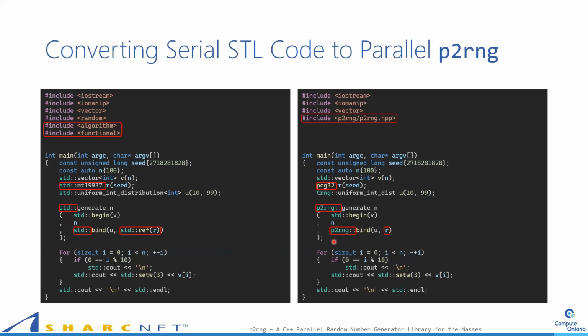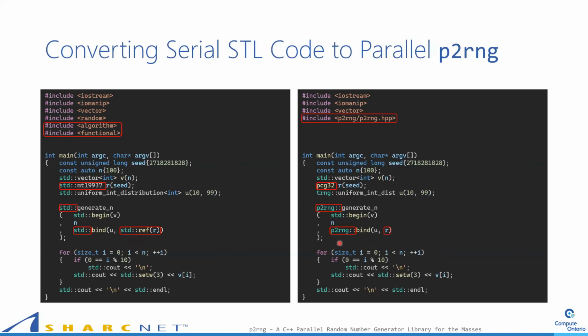There are 2 things that should be noted here. p2rng only supports the bind method and not any other ways like lambdas or functors that we showed. So you can't use lambdas here. You should stick to the p2rng bind method. And p2rng bind doesn't accept a reference to the distribution because it needs to send separate copies of the engine for different threads. So you shouldn't use std::ref here.